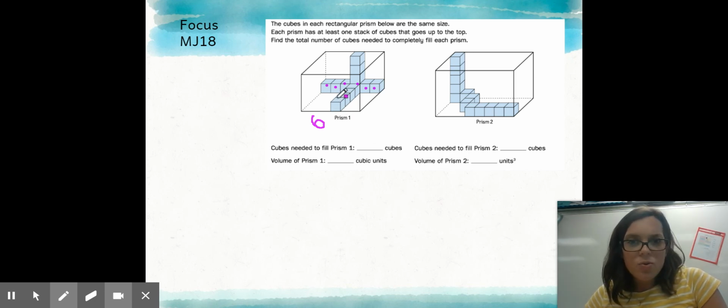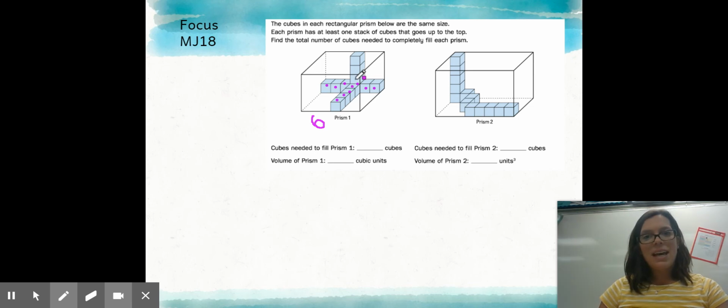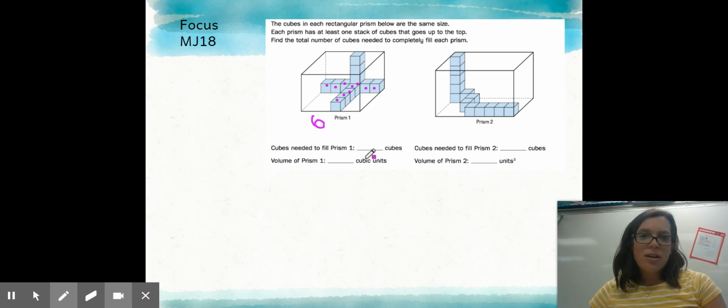So let's see. So there's 1, 2, 3, 4, and then again, there's 1 tucked in back. And I just try to visualize, so that would be 5, but I just try to visualize what is there that I can't see. And I know that there's 1 back there. So 1, 2, 3, 4, 5.